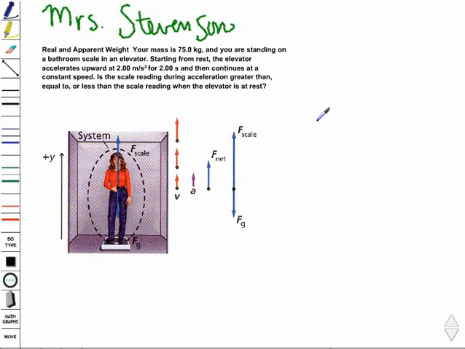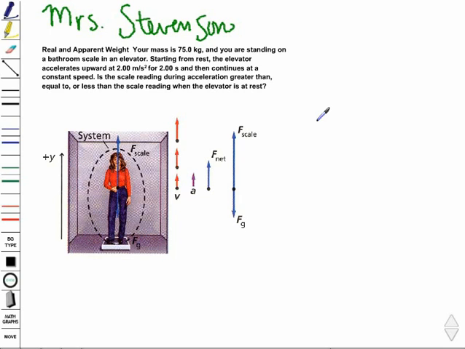Your mass is 75 kilograms, and you are standing on a bathroom scale in an elevator. Starting from rest, the elevator accelerates upward at 2 meters per second squared for 2 seconds, and then continues at a constant speed. Is the scale reading during acceleration greater than, equal to, or less than the scale reading when the elevator is at rest?